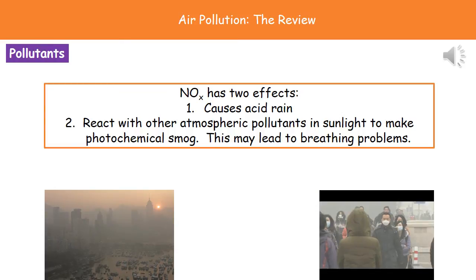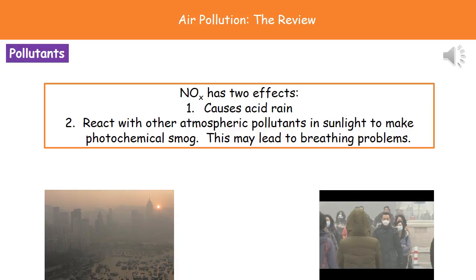Another pollutant we need to concern ourselves with is NOx, or nitrous oxides. Now, the nitrous oxides have two key effects. First one is they can cause acid rain, and the second one is that they can react with other atmospheric pollutants, particularly when there's a lot of sunlight around, and make this stuff called photochemical smog. And that's what we can see in the bottom pictures there. On the left hand side you can see that build up of the smog giving us that murky look across the bay, and on the right hand side you can see the people wearing face masks in order to protect themselves from that smog, because if you breathe in large quantities of photochemical smog, then you can develop breathing problems.